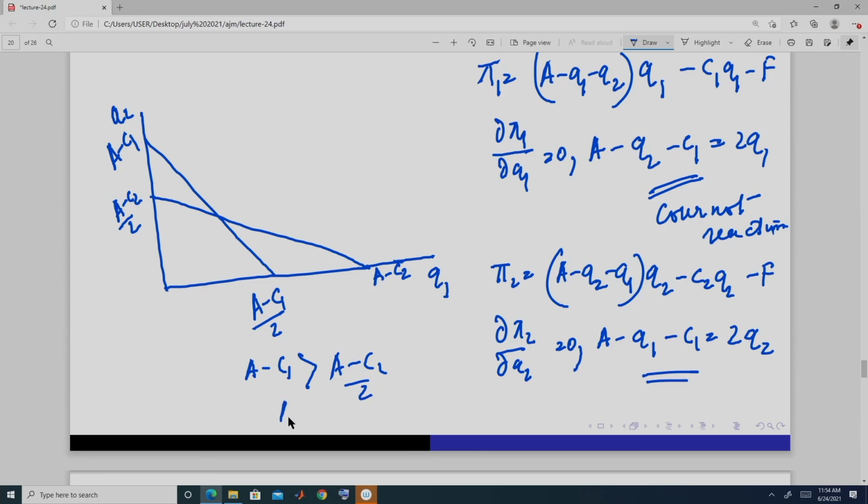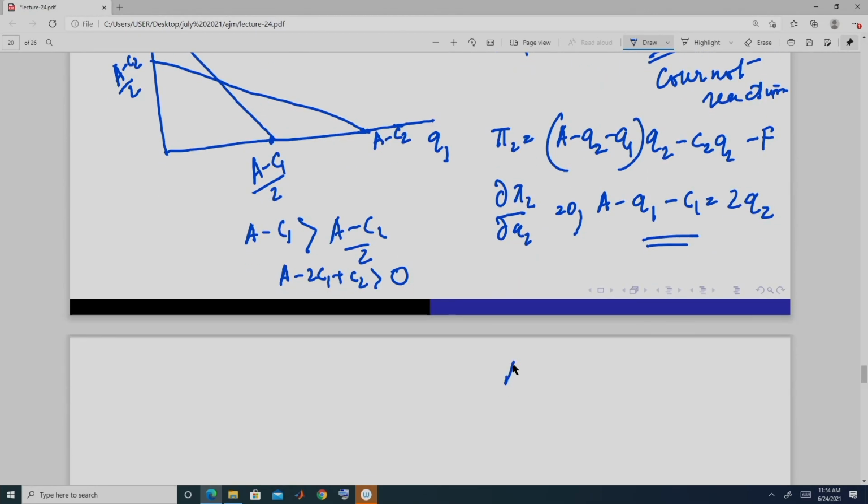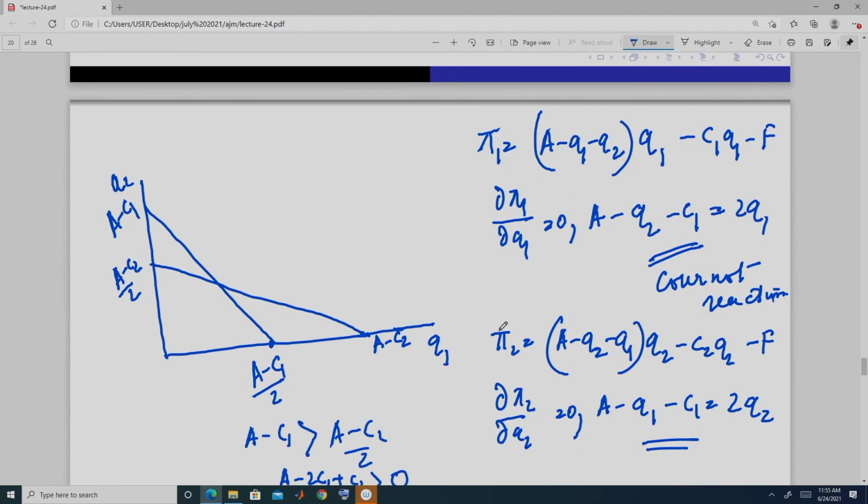So, this means that A minus twice C1 plus C2 is greater. Again we have this less than this. So, this implies this is greater than this, and we know that we assume this in the Cournot model. So, this is Cournot output, this is Cournot output, we have got this.